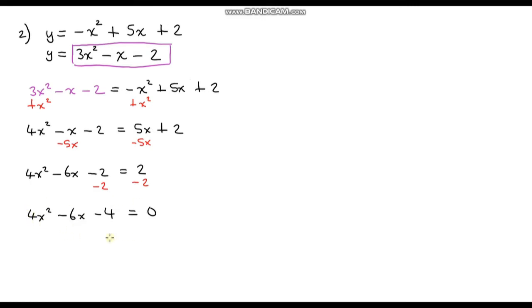So let's just divide everything by 2, and then we will be left with 2x squared minus 3x minus 2 equals 0. Okay, now we can go ahead and solve this equation. Now there are a few ways we could solve it. We could use the quadratic formula, but just to give you some more practice with factorising, let's solve this by factorising. And the method we're going to use is to split the middle term.